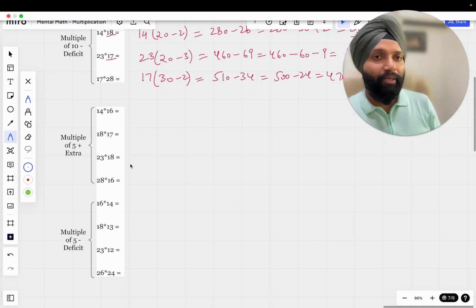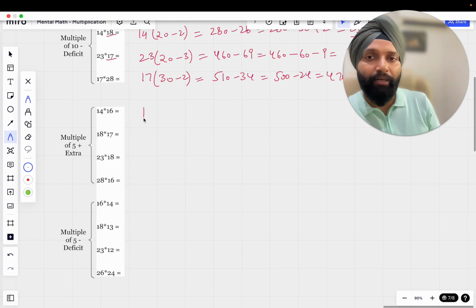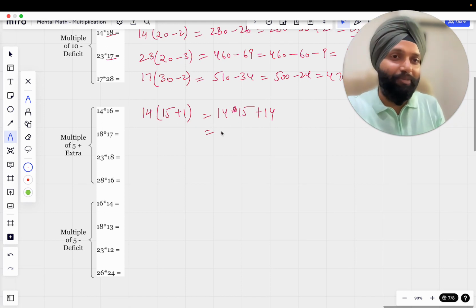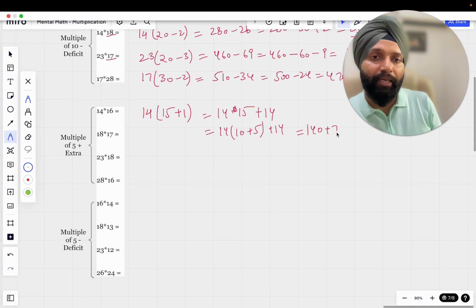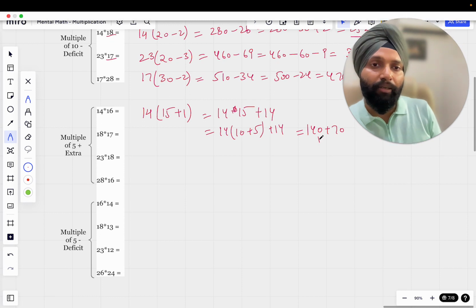Another way is you can look at it in terms of multiples of 5 plus extra, or multiples of 5 minus deficit. So for example, I can look at this as 14 into 15 plus 1. So 14 into 15 plus 14. I've done a video on how to multiply with multiples of 5. So you can look at it as 10 plus 5 plus 14 remains extra. So that becomes 140 plus 70 plus 14. So that becomes 224.